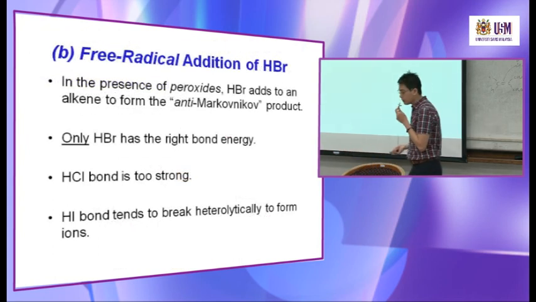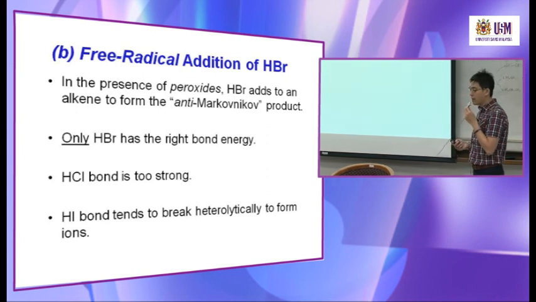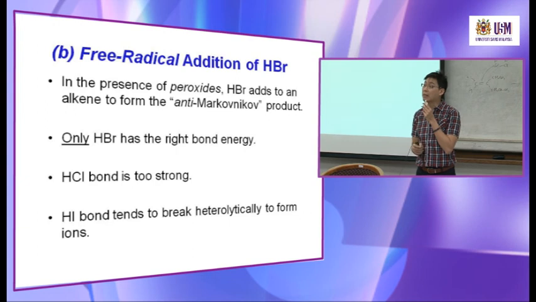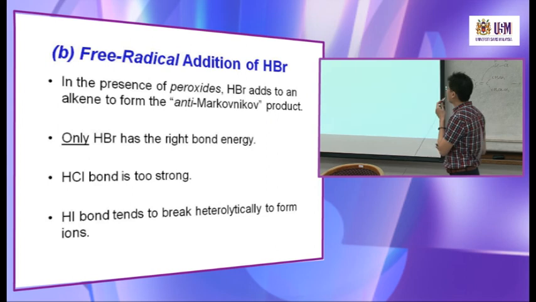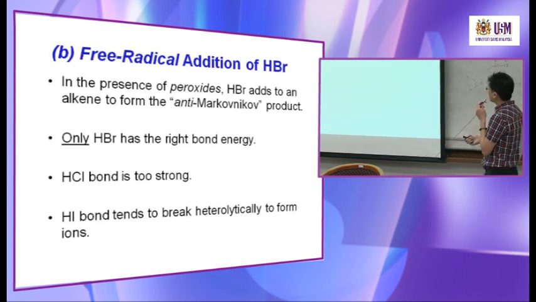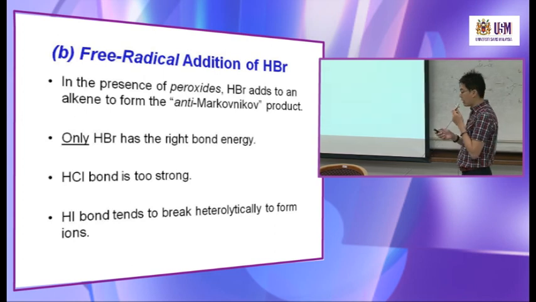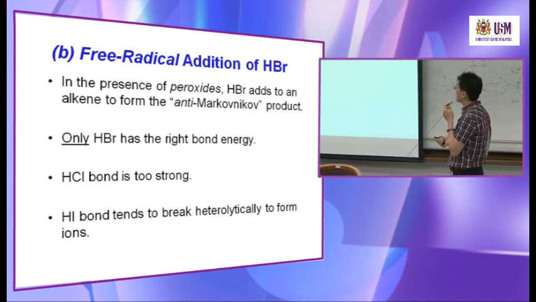So this is using free radical addition of HBr. The product you get is anti-Markovnikov. Okay, this one you have to bear in mind. Why is it anti-Markovnikov? Because the radical intermediate formed is more stable. In this case, if you want to get this anti-Markovnikov product, you can only use HBr.